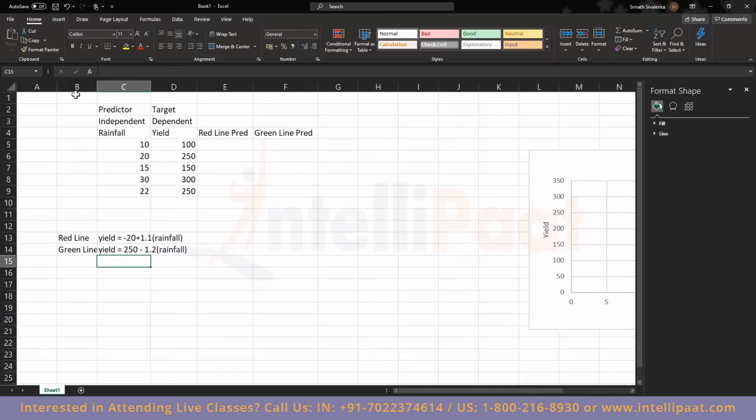Arnab has a question. Yield can be zero at the max. Hang on, just a second. Yield intercept equal to minus 10. Yeah, so a good point. When the rainfall is zero, you're saying essentially the yield is negative. It's a good point, but let's not get into that right now.